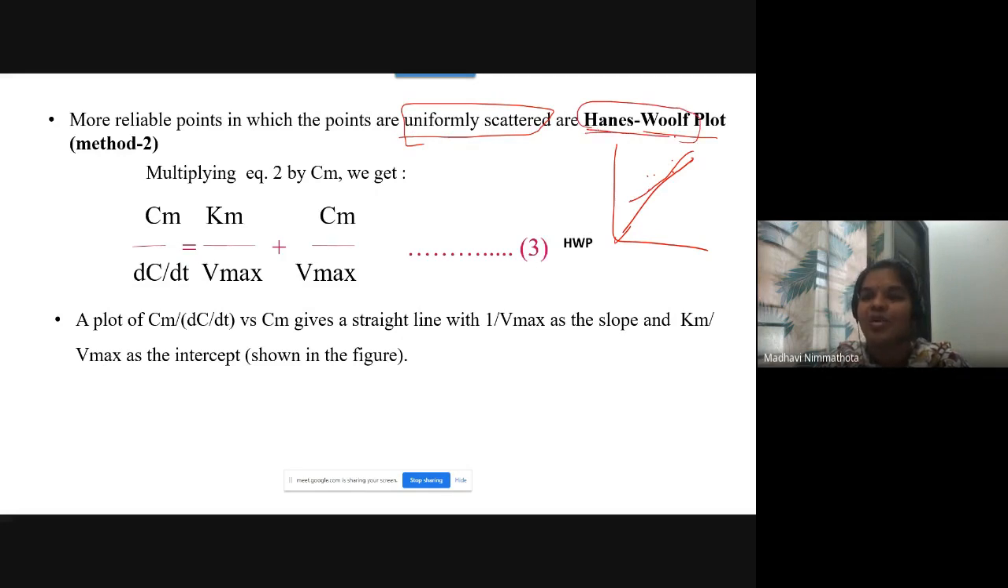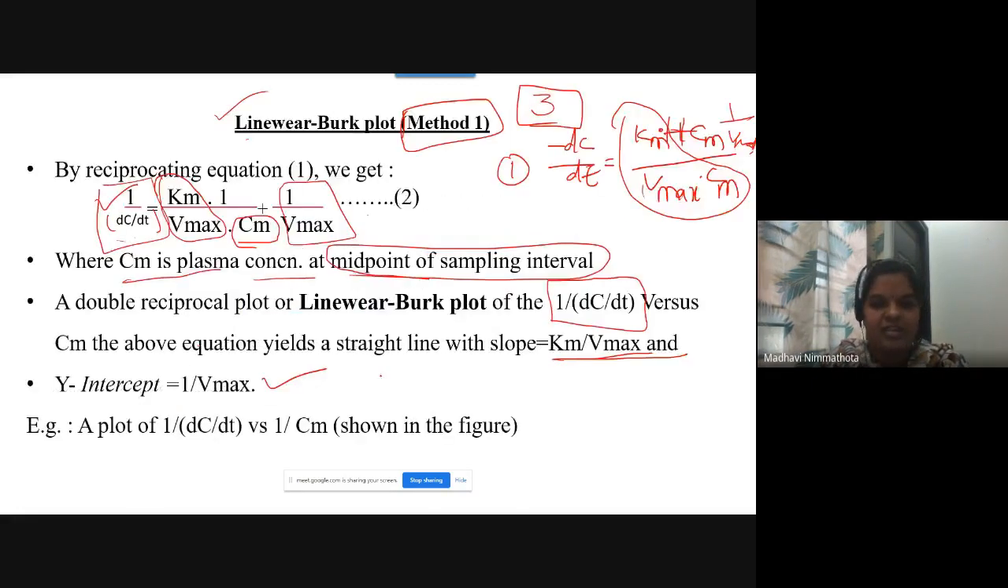That's why this plot is called the Hanes-Woolf plot. You can multiply equation 2 with Cm, then you can get this equation. Then you can write it here. How will your equation 2 be? Just write this equation 2.